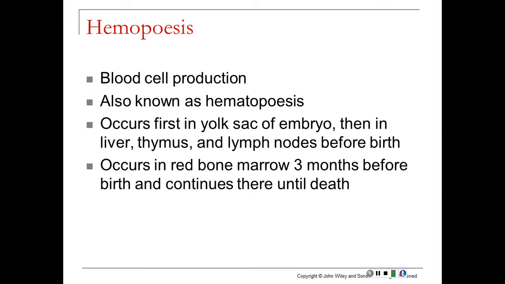So hemopoiesis is the technical term for blood cell production. It's also known as hematopoiesis. This occurs first in the yolk sac of the embryo, and then within the liver, the thymus, and the lymph nodes before birth. In adulthood, and about 3 months before birth, it begins to occur in the red bone marrow. Of course, embryos, when they're very early in development, don't have bones, so they don't have the red bone marrow where hematopoiesis is normally occurring. So in adults, right now, your red bone marrow is creating your blood cells.